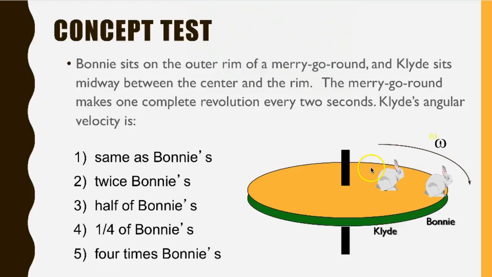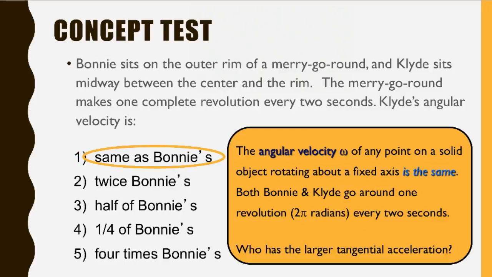How do their angular velocities compare? Well, since they're sitting along this radial line together and they're not sliding along the surface, they're rotating around together. They have the same exact angular velocity. That is choice 1. The angular velocity is the same on a solid object. They both go around 1 complete revolution every 2 seconds.